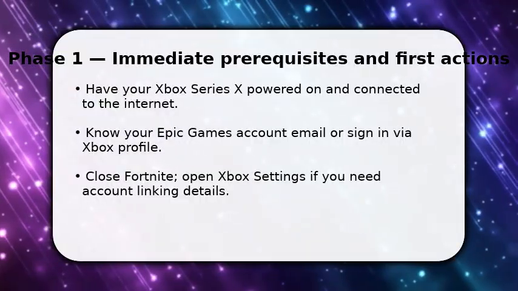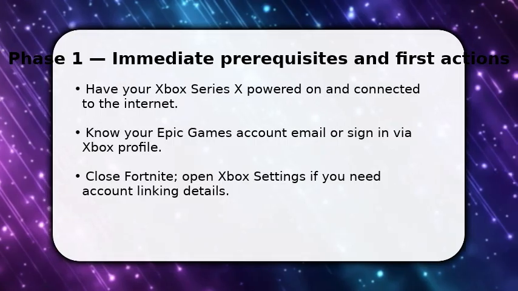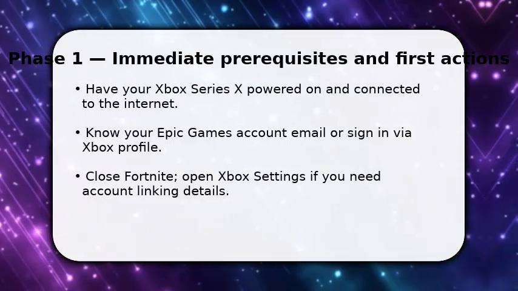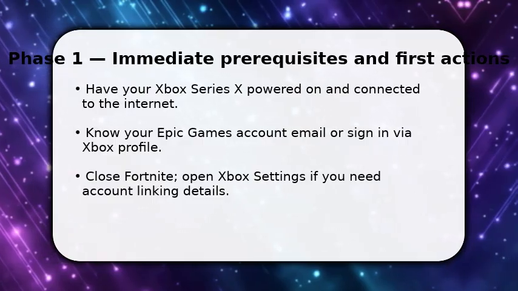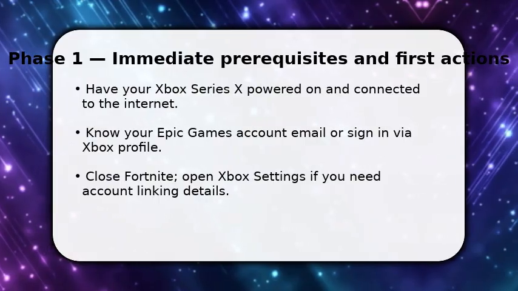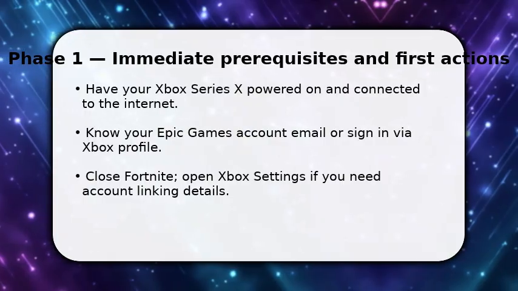You start by powering on your Xbox Series X and making sure it's online. This prevents delays when Epic communicates with Xbox Live. Next, sign into the Xbox profile that's linked to your Fortnite account so changes apply to the right gamer tag. Once done, close Fortnite if it's running. The game reads name changes on launch.